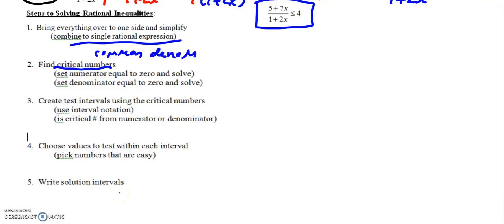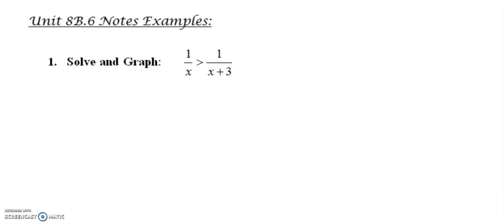So again, let me come back to this problem, and let's start instead with this example. Now the first move, if you remember, was number 1, bring everything to one side. So if I subtracted 1 over x plus 3 over here, I would get 1 over x minus 1 over x plus 3 is greater than 0.